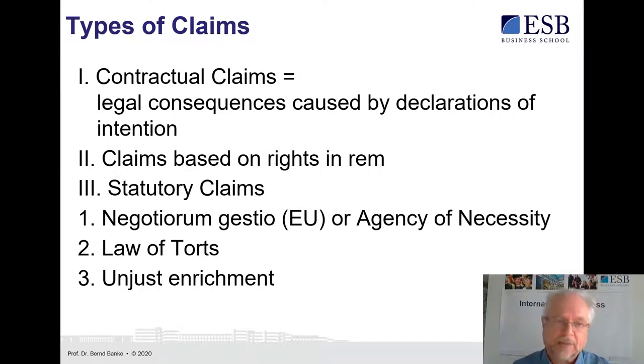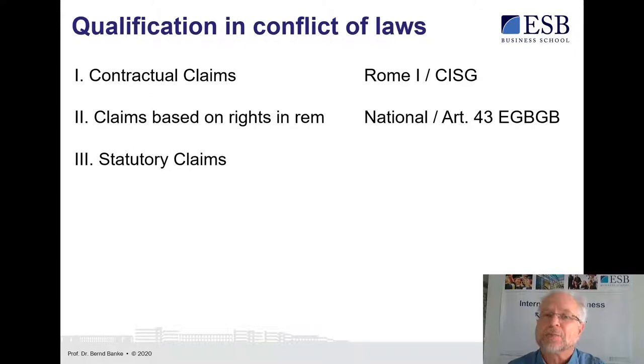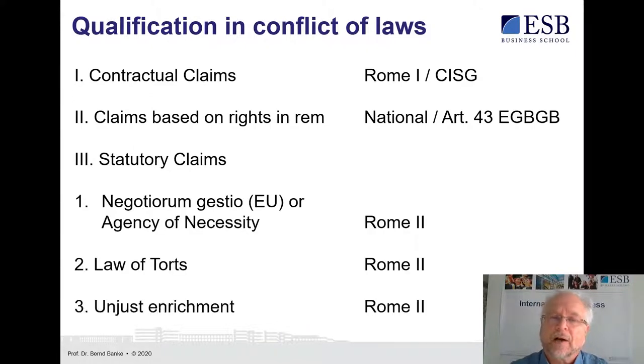We have contractual claims, we have claims based on rights in rem, and then we have a group of statutory claims, but they're pretty different, all three of those. It's about the agency of necessity, the law of torts, and the unjust enrichment, okay? You've got to make sure you somehow know what the different types of claims are characterized by, and if you know so, then you can move on with the qualification in international private law or in the conflict of law system. And this is the good news. It's pretty easy to figure out what's going on over there.